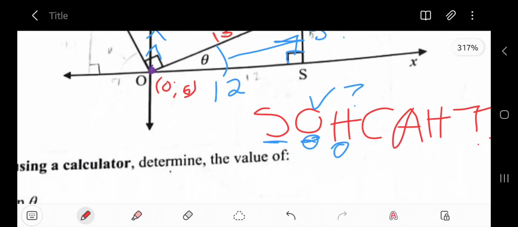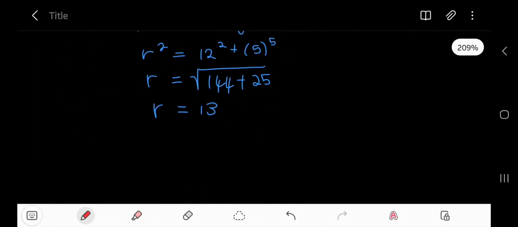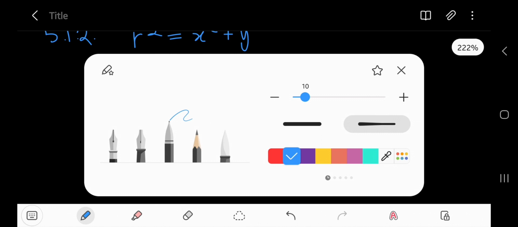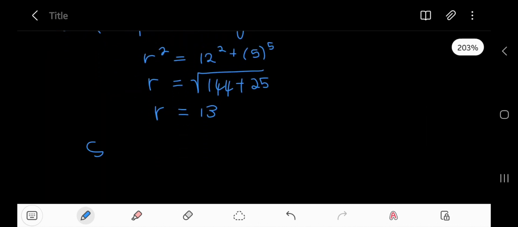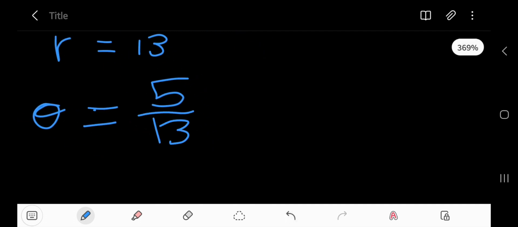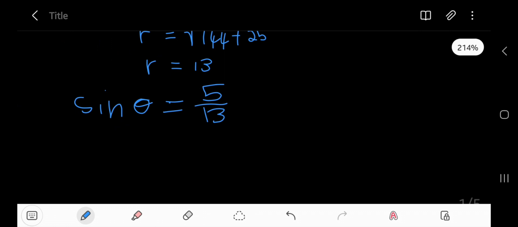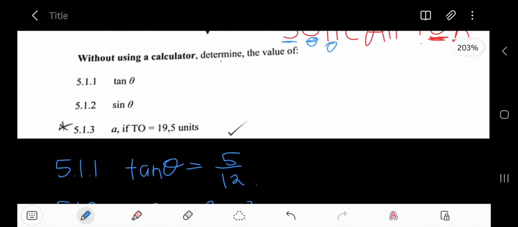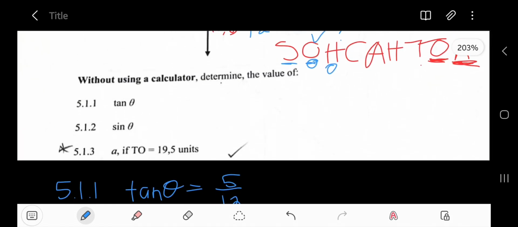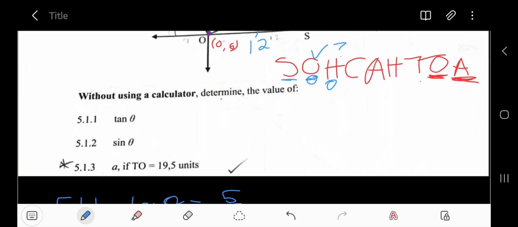So we have our hypotenuse, we have our opposite. Now let's go ahead and calculate what they're looking for. They're looking for sine theta. Sine theta is equal to the opposite over the hypotenuse, which is 5 over 13. So here we sorted that one. Now let's move on to 5.1.3. 5.1.3 asks us to calculate a if TO is equal to 19.5 units.